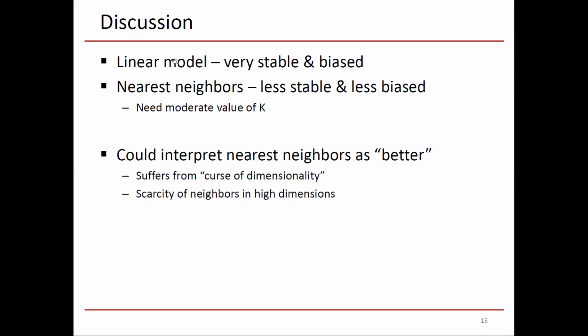So to wrap up our comparison between these two classifiers, the linear model is very stable, but biased. The nearest neighbor depends on the k. It can be somewhat less stable and somewhat less biased. And what we saw is that you need a moderate value of k, and at least in principle, you can try to evaluate numerically what's a good k.